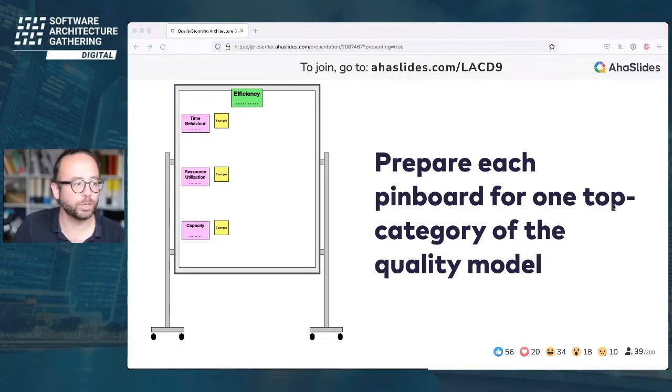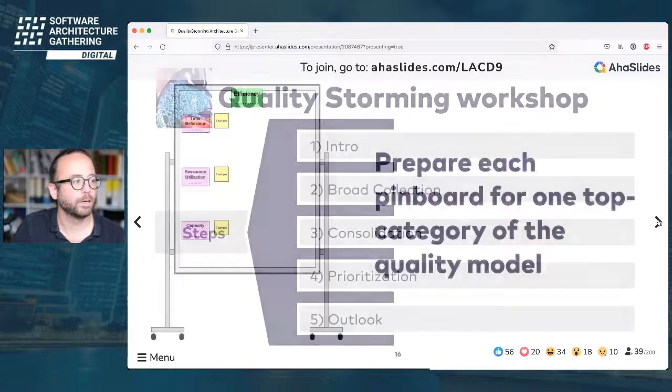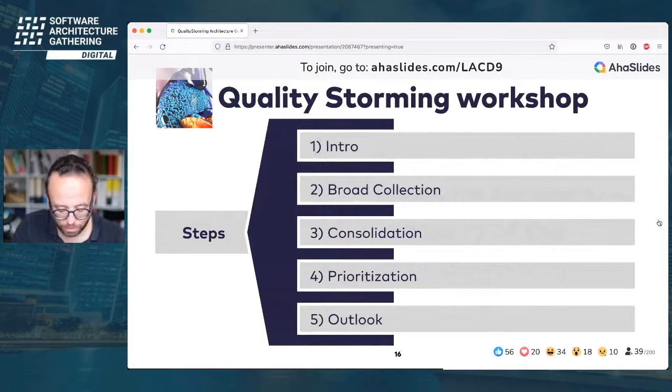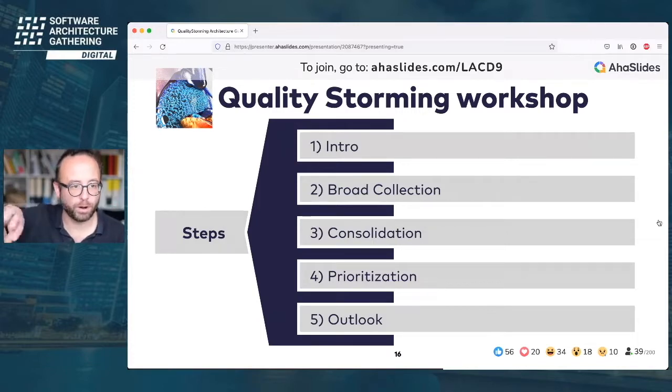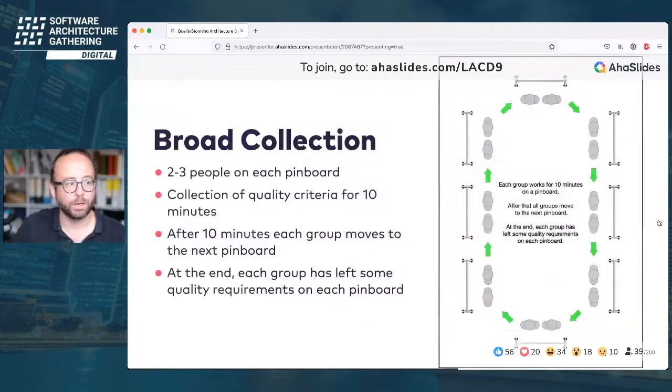What you usually do is you have a brief intro, tell people what's going to happen, and then we're going to collect quality requirements in the broad. We'll consolidate, we'll prioritize, and give people an outlook. Let's jump directly into this broad collection. What are we going to do there? We could also call this collection something like a brainstorming.